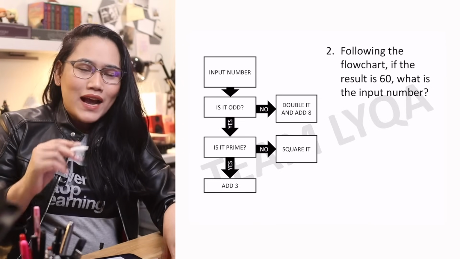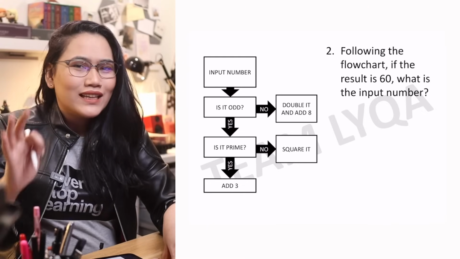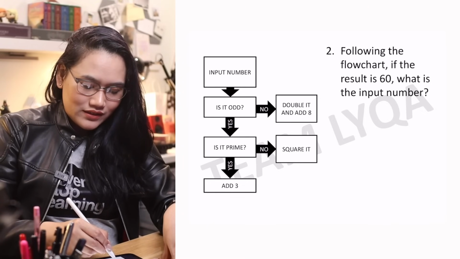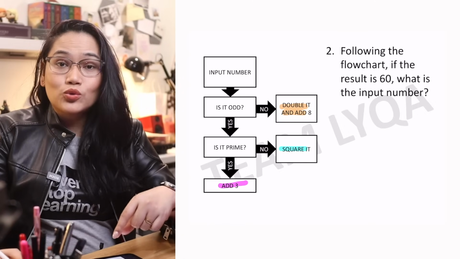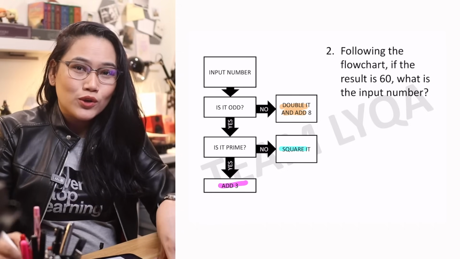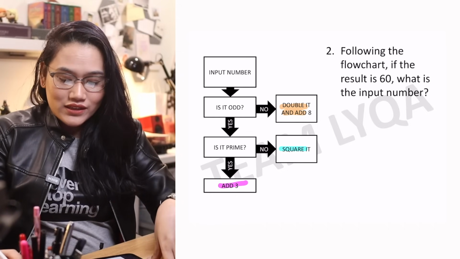Now, para mahanap mo yung input number, ilalagay mo yung result sa dulo. Now, may 3 posibleng dulo dito. You have this, and this. Yan yung 3 dulong points nitong flowchart. To figure out kung saan nagfo-fall yung 60, susubukan muna natin sila dun sa 3 endpoints na yan.